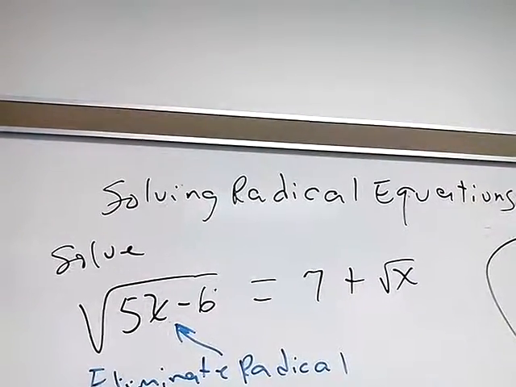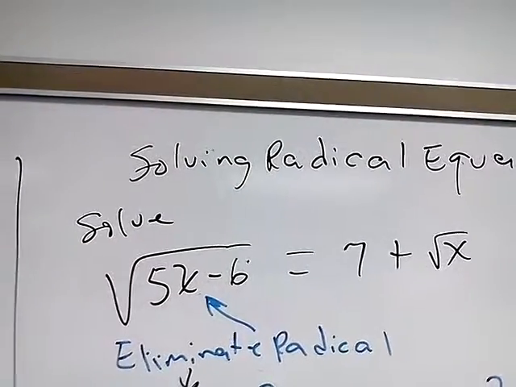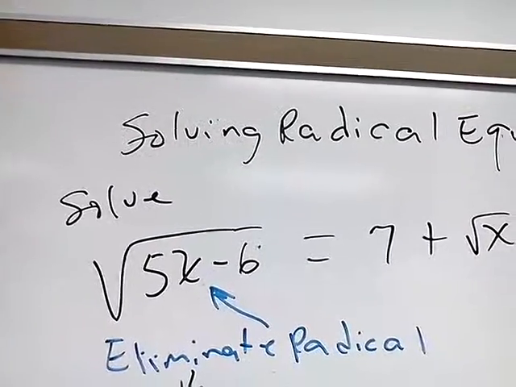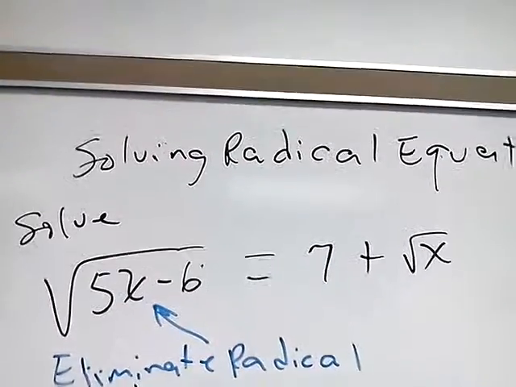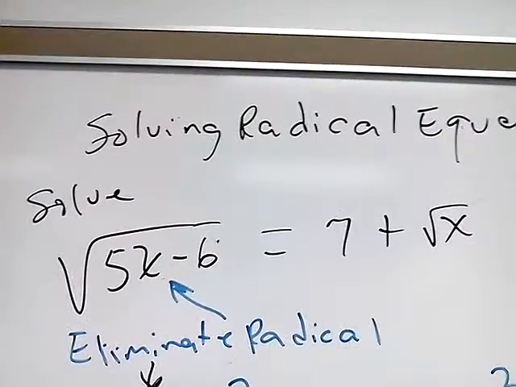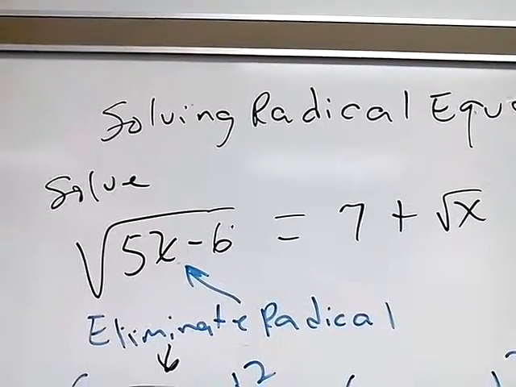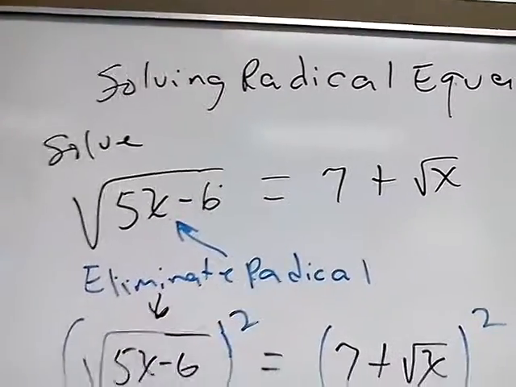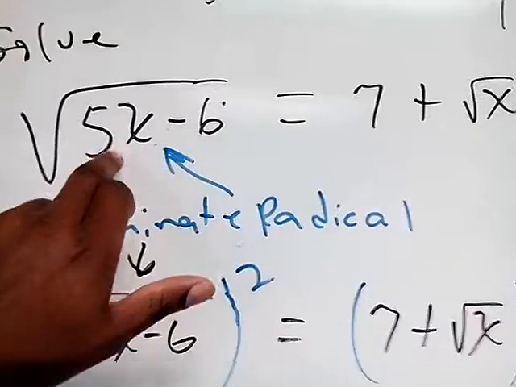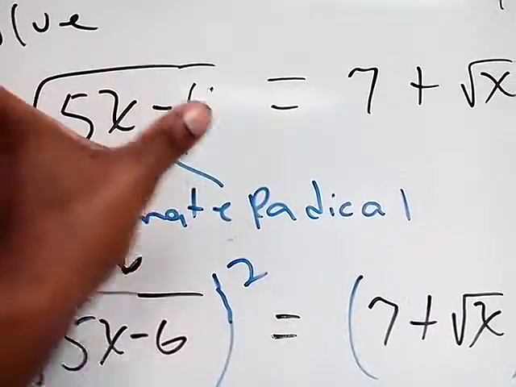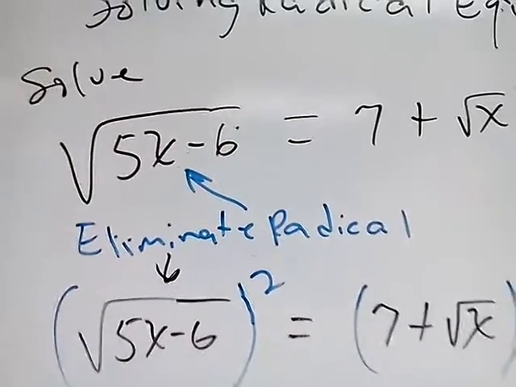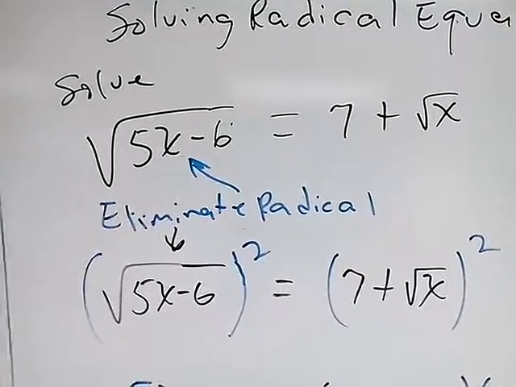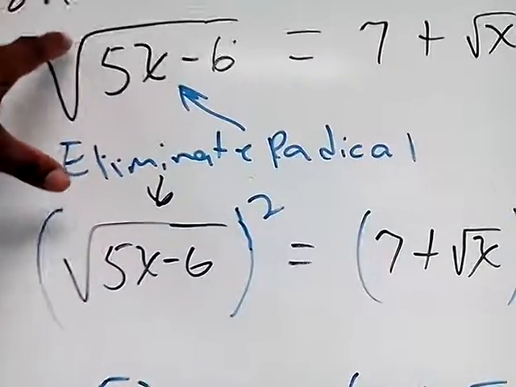Solving radical equations. Well, we have the radical, the square root of 5x minus 6, is equal to 7 plus x, and we want to solve this for x. Well, the first thing that we can do, since we have the 5x minus 6 all under the radical here, is eliminate that radical first. It's a square root.